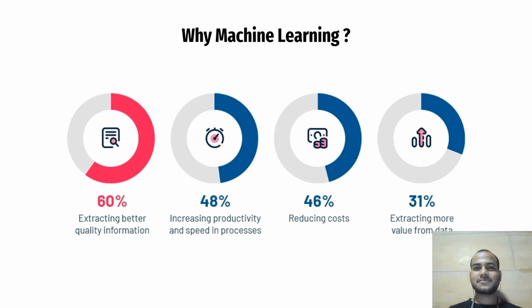Now, why machine learning? If you have a curious mind, you may wonder why machine learning is so effective. Because in machine learning, 60% is extracting better quality information, which is much better than with AI or anything else. 48% is increasing productivity and speed in processes. We know that nowadays processing speed is very important in IT companies and the IT sector. 46% is reducing cost, which is very helpful for society. And 31% is extracting more value from data.